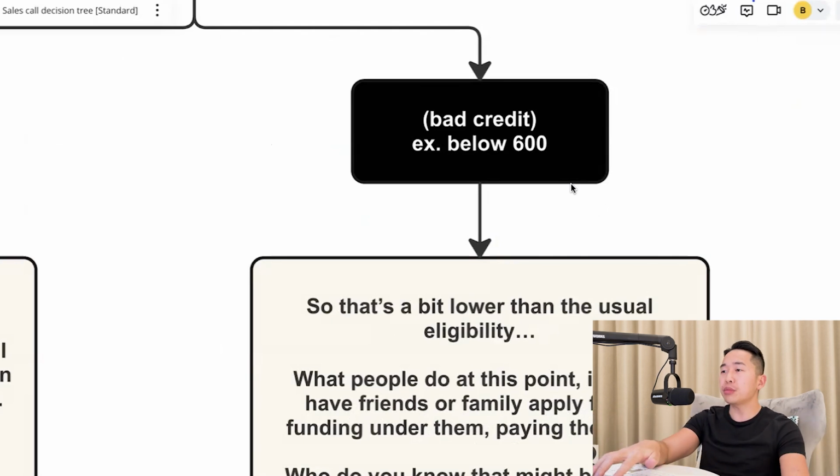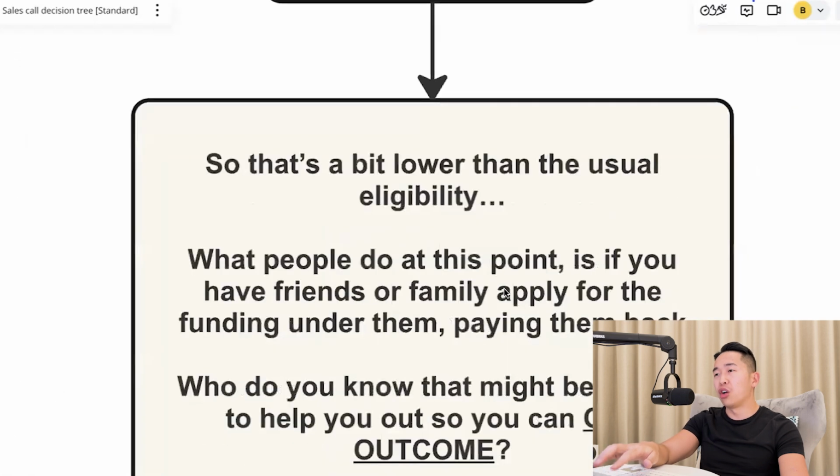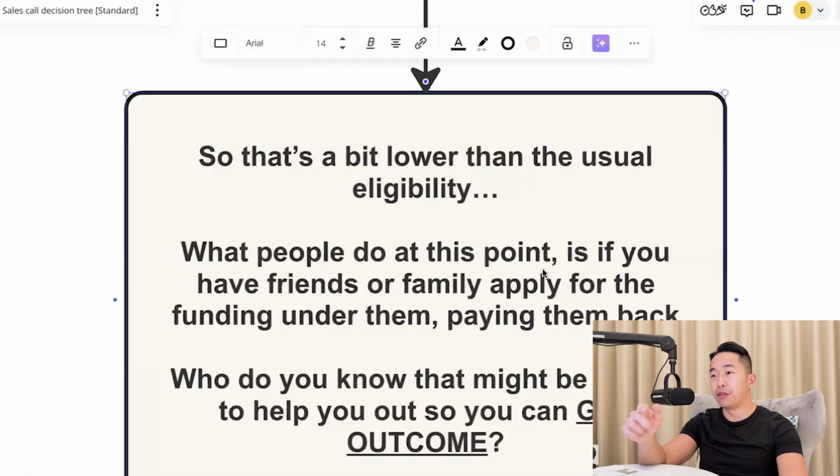No bueno. So let's say their credit score is bad, right? So what you do is, okay, that's a little bit lower than the usual eligibility. So what people do at this point is, if you have friends or family, apply for the funding under their name and pay them back. So who do you know that might be willing to help you out so that you can get the outcome? Who do you know that might be willing to help you out so that you can actually retire your parents?